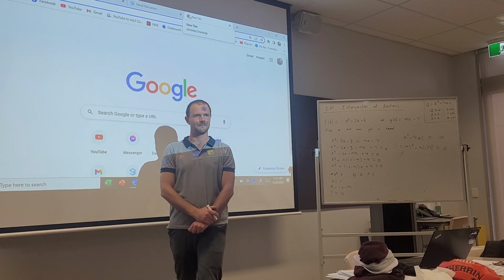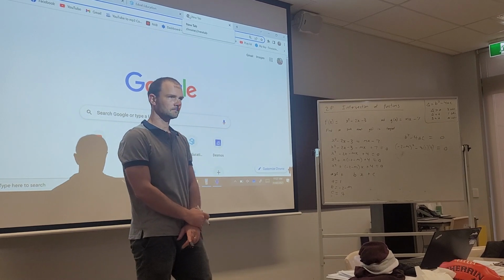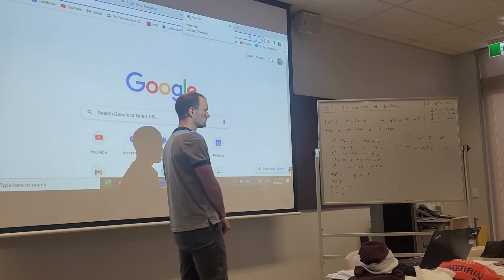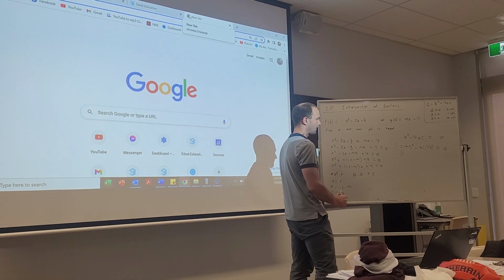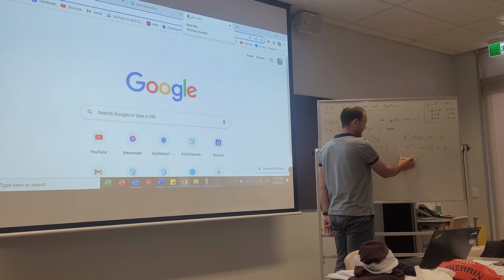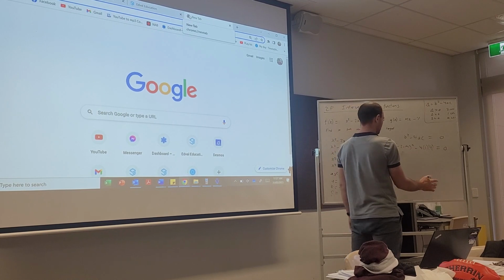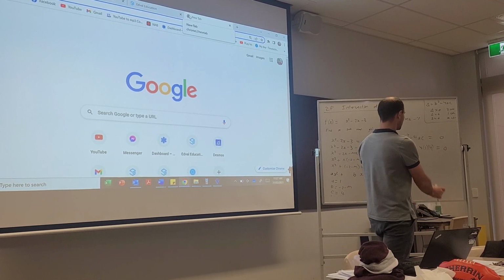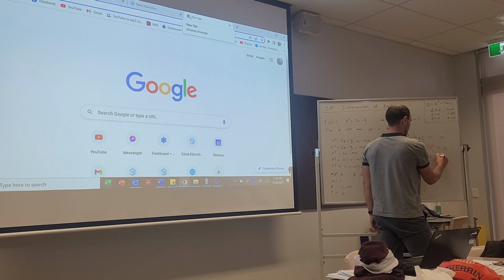B squared take 4AC. Alright, we'll keep going here. I'm going to expand this using the perfect square rule. It's going to be a squared take 2ab plus b squared. So this becomes 4 plus 4m plus m squared. Then we have to take away 16.